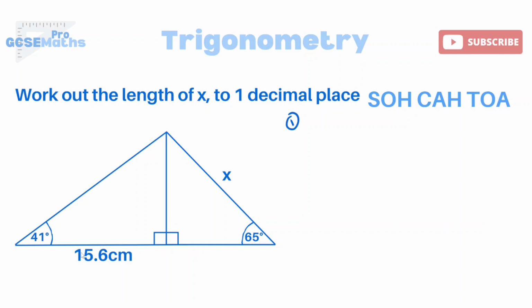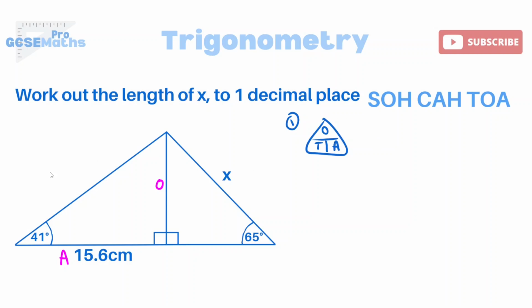So label the two sides that are relevant. Obviously, 15.6 is relevant because it's a number. That is the adjacent, isn't it? It's next to the angle. Then the one I want is the opposite, isn't it? Because it's literally opposite the angle. Okay, so SOH CAH TOA, I need to use tan.